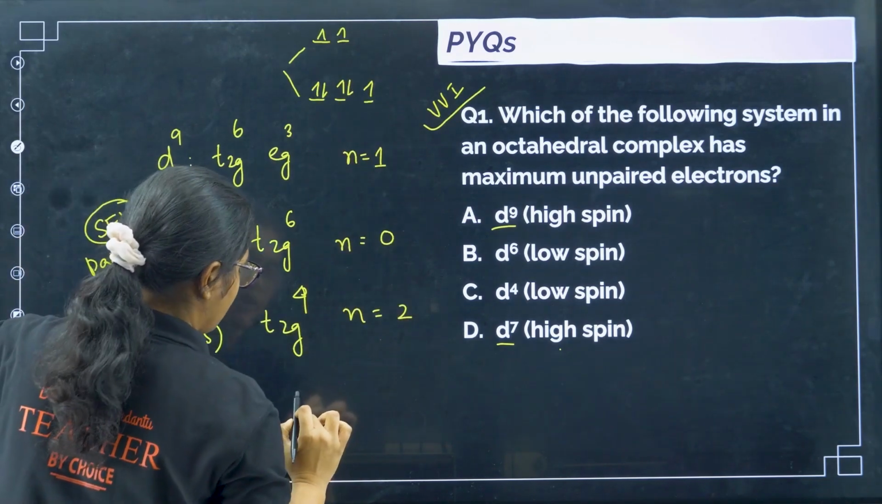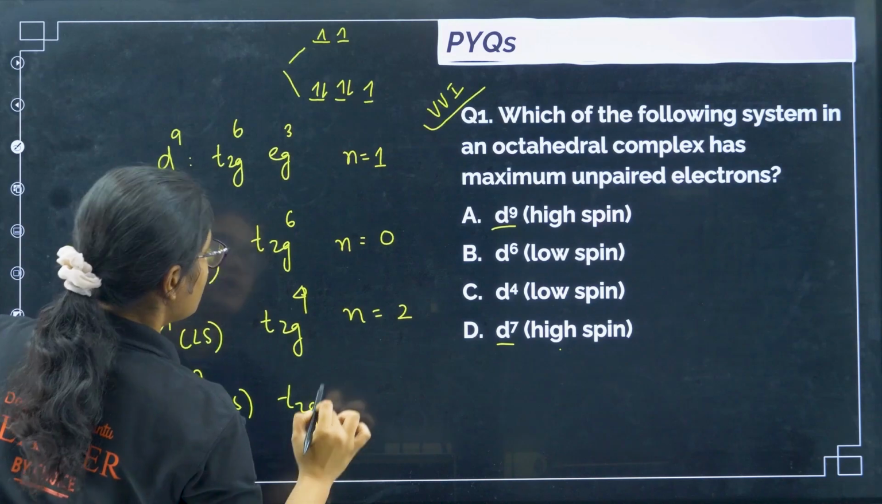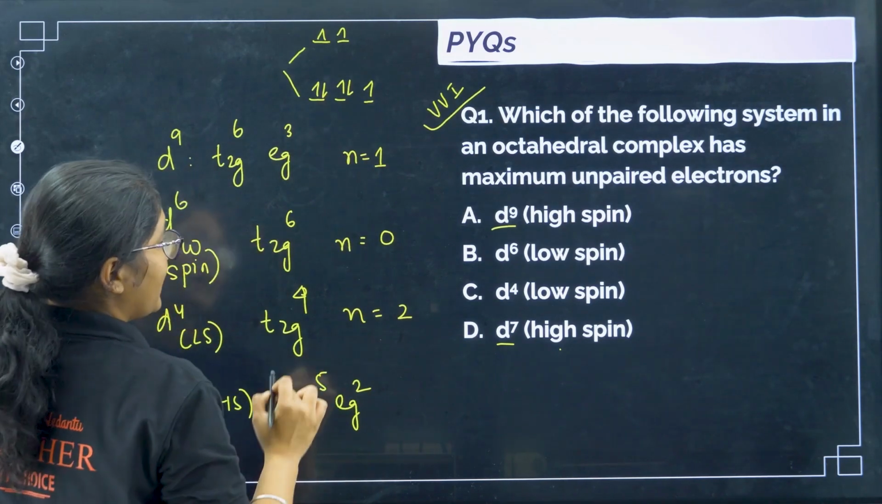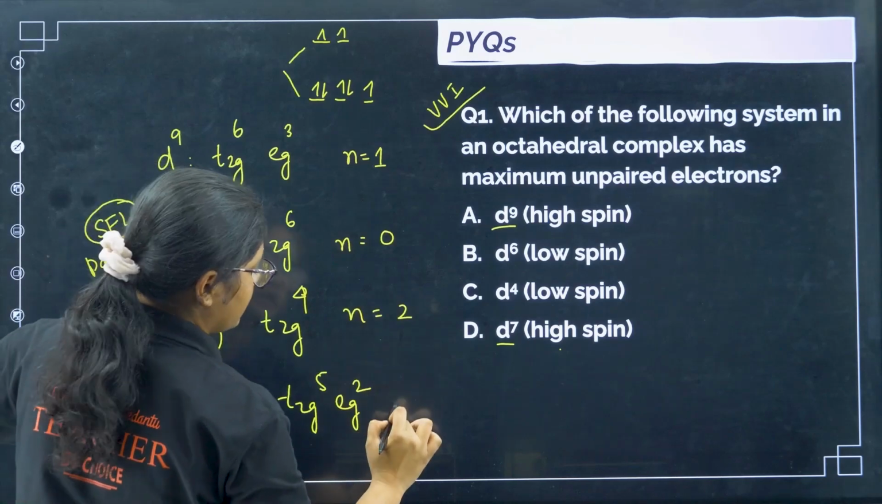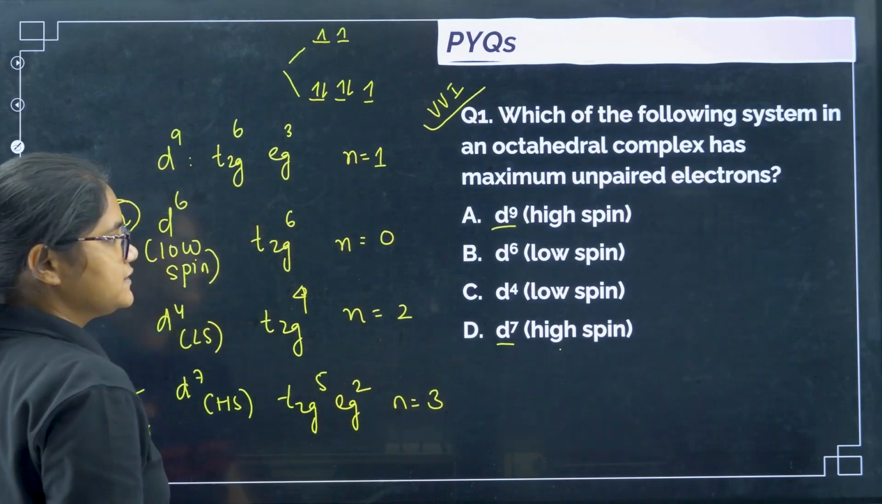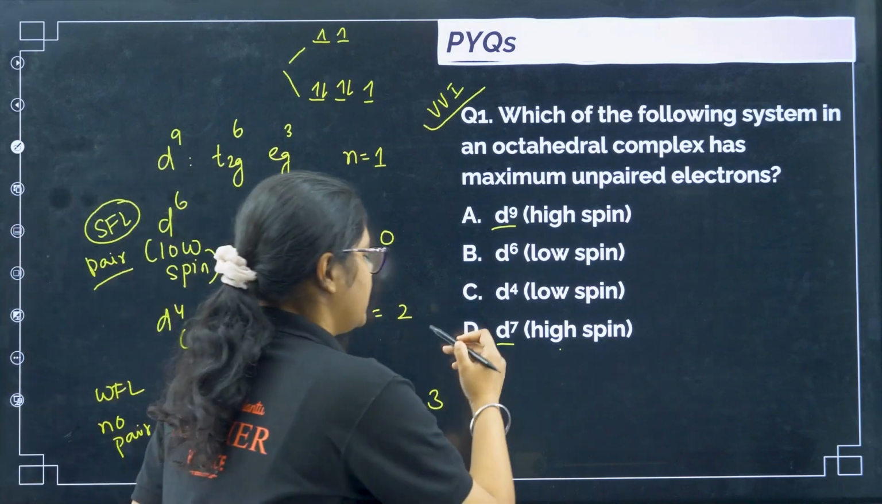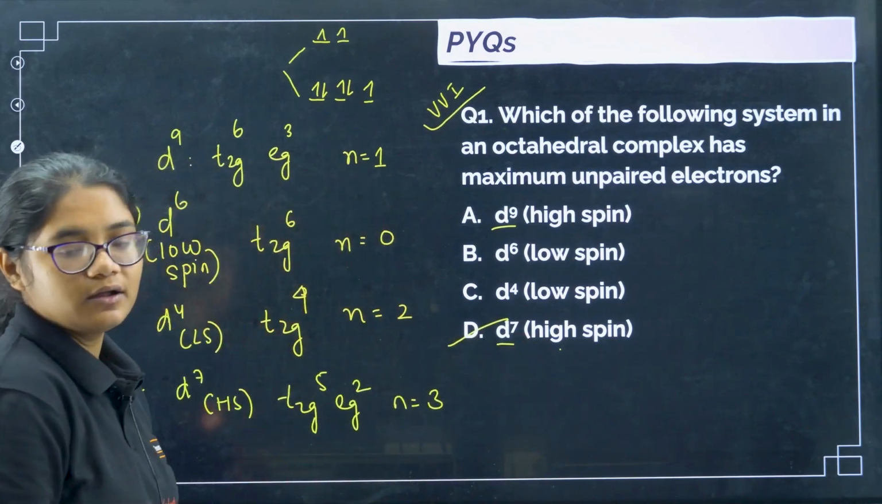So what is the configuration I got? T2G 5, EG 2, and the number of unpaired electrons here is 3. So the maximum number of unpaired electrons is what is asked, right? So the correct answer here will be option number D.